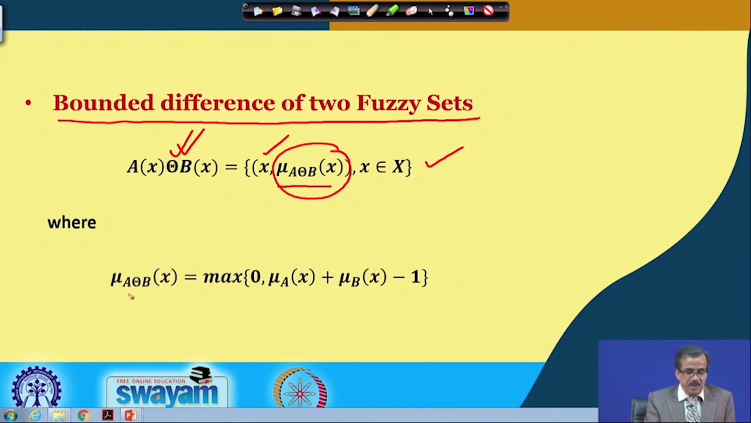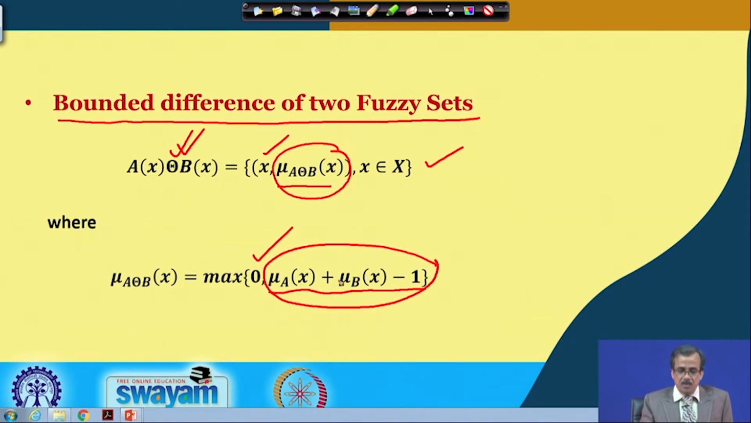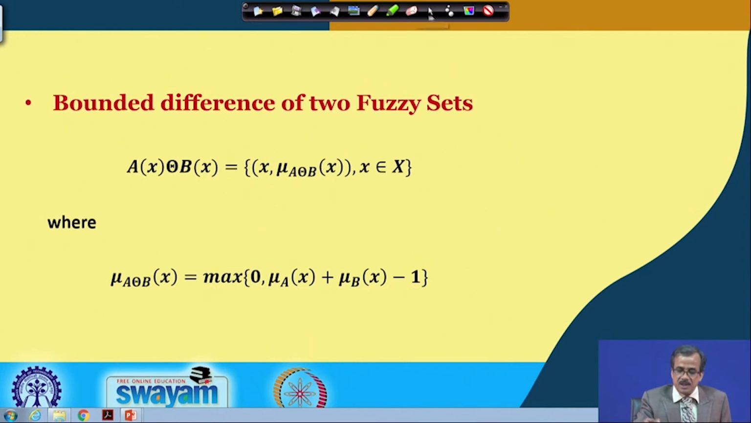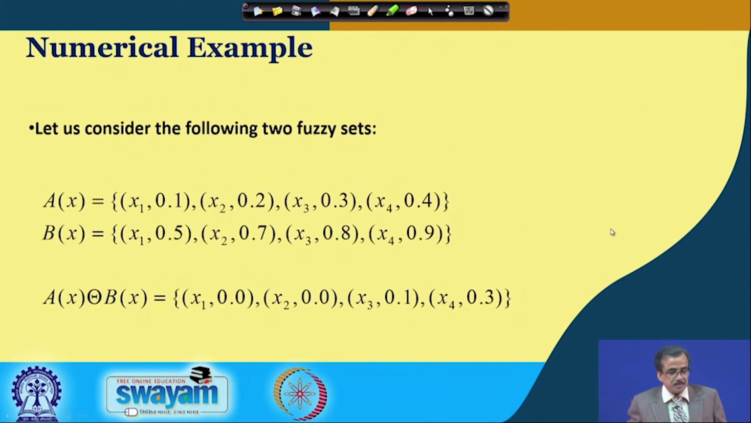Now, this mu of A bounded difference B is nothing but the maximum between two quantities, one is 0 and another is mu A(x) plus mu B(x) minus 1. So, what you will have to do is, you will have to add mu A(x) and mu B(x), and subtract 1. So, this particular quantity you will have to determine, and we will have to compare with 0, and find out the maximum. Now, let us see how does it work. Let us solve one numerical example.